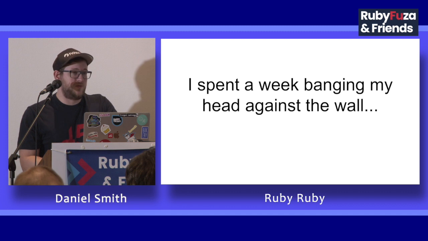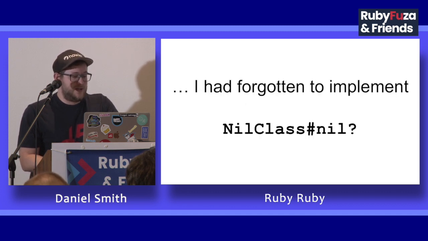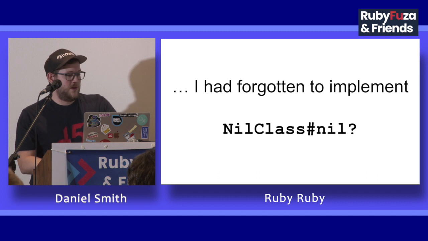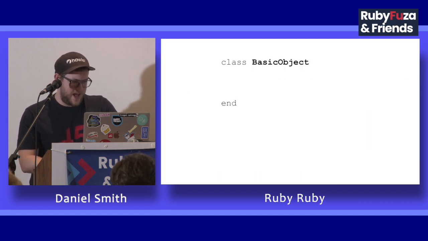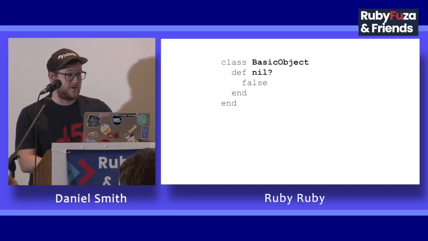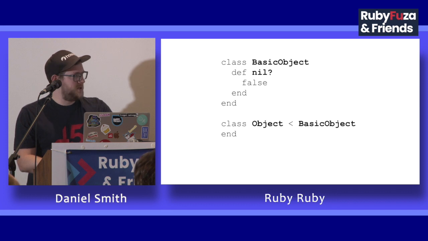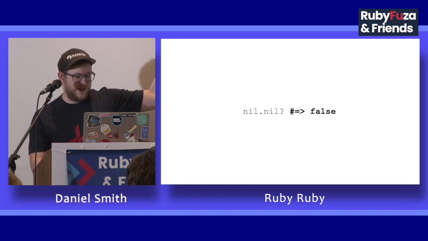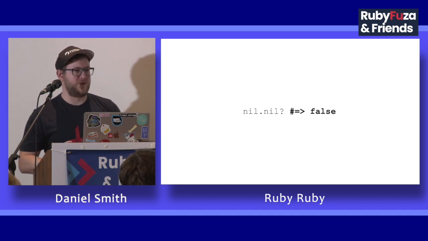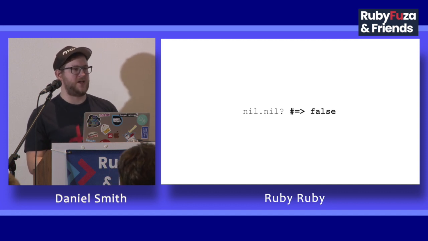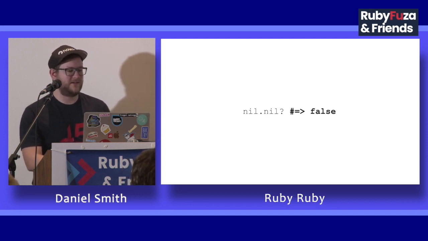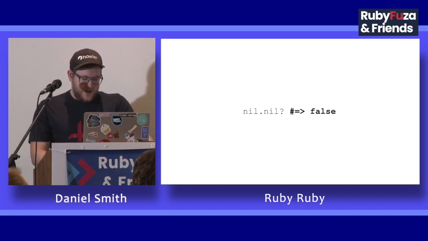So I spent a week banging my head against the wall because nothing was working. And I realized I'd forgotten to implement the NilClass nil? predicate. I had implemented the BasicObject nil? predicate, which returns false, and objects subclass BasicObject, and NilClass is a subclass of Object. So you can understand. If you want to royally screw up any Ruby application, just redefine nil.nil? to be false, and nothing works.